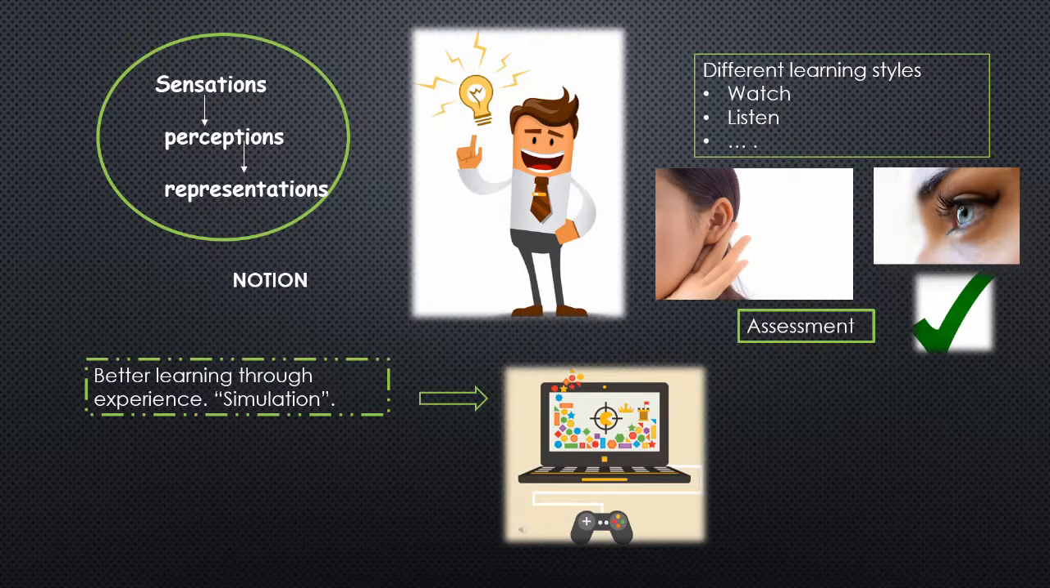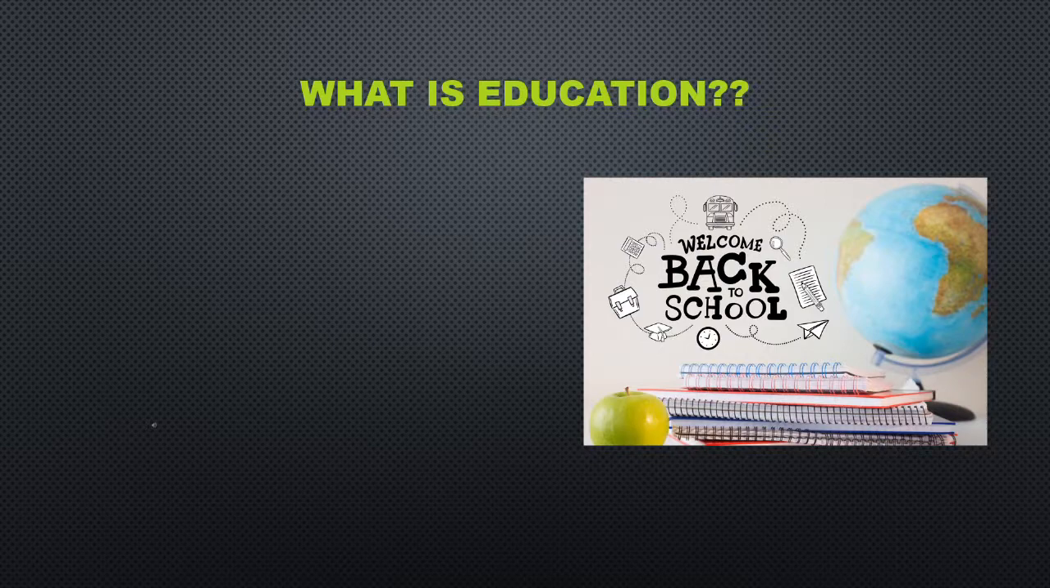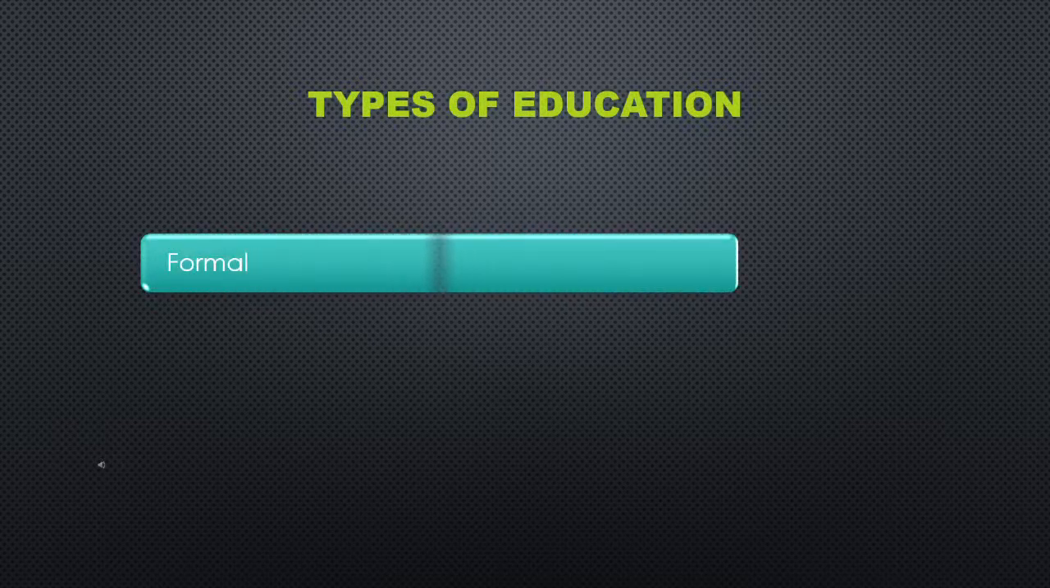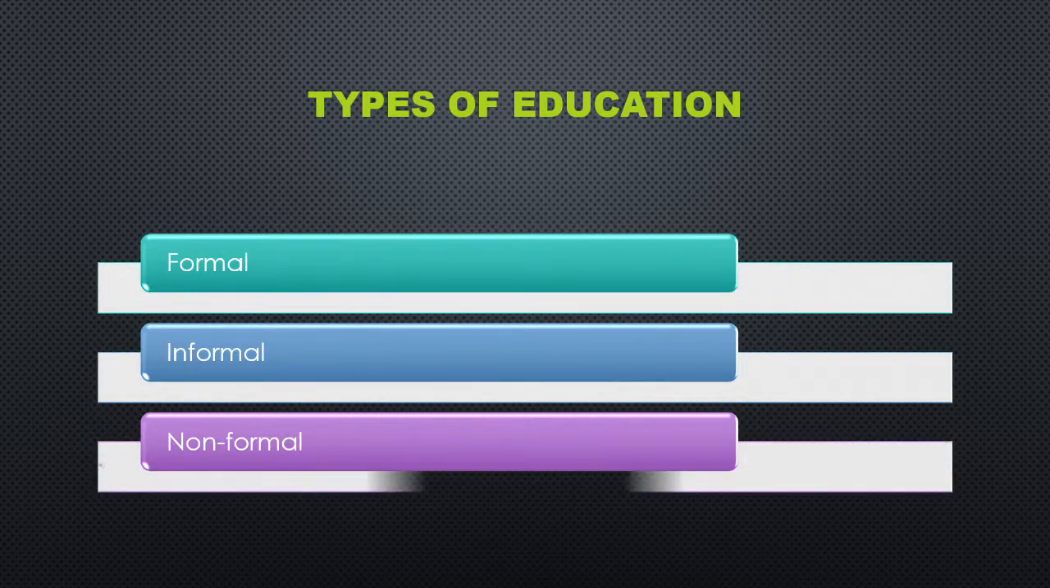Would you consider learning to be the same as education? We tend to disagree. While learning can occur whether you have it as a goal or not, education is a man-made construct that provides some form of organizing learning, and it always has predefined specific purposes. Education implies learning, but learning does not always mean education. There are different types of education: formal, informal, and non-formal. They all imply learning, however, the context in which they take place is different.